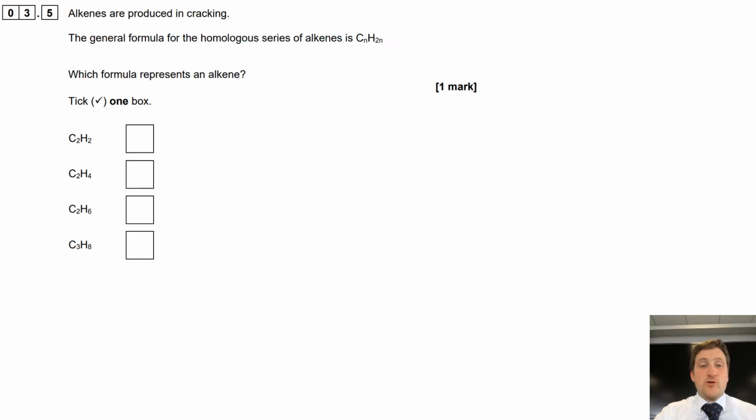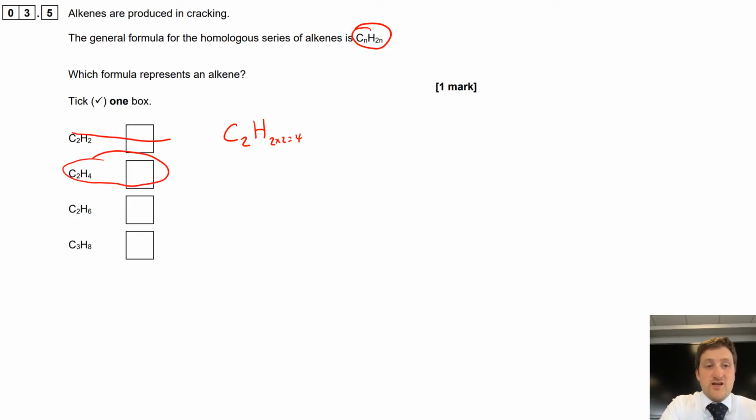Now, alkenes are produced in cracking. The general formula for the homologous series of alkenes is CnH2n. Which formula represents an alkene? So we'll come back to this. They've talked about it being a formula, so we're going to be using CnH2n. Okay, if we look at the first one, C2, and we look back to our general formula, it's going to be 2 times 2, which equals 4. Well, that definitely has to be right. This can be correct. That works.